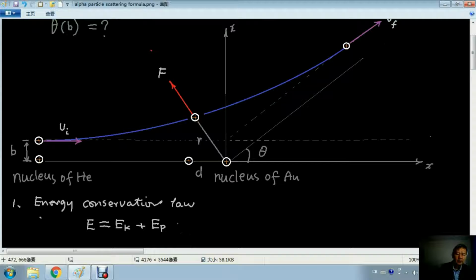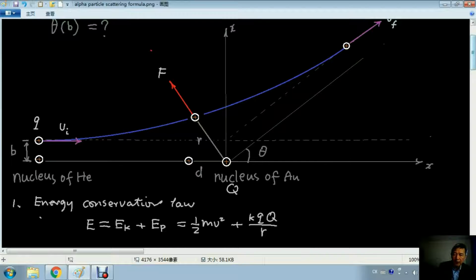In this case, the kinetic energy can be written as half m v squared, while the electric potential energy can be written as k times q, capital Q, divided by r, where q is the charge of the alpha particle, and capital Q represents the charge of the nucleus of gold.